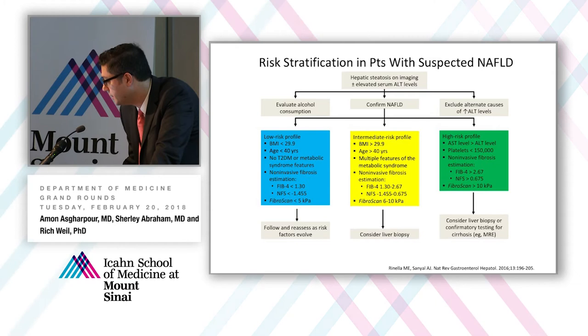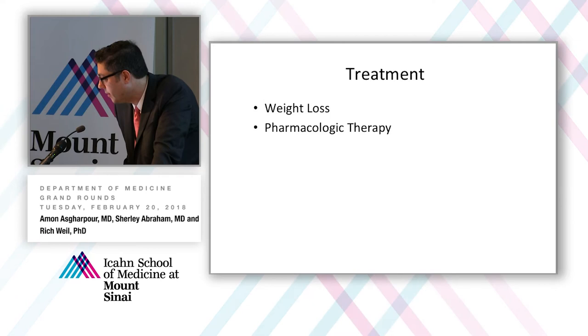And then folks who are more overtly having NASH and even features of cirrhosis, those are people who definitely need to be considered for liver biopsy or other testing modalities so we can understand if they're truly cirrhotic. So treatment: weight loss is tried and true, and we have some pharmacological therapies.